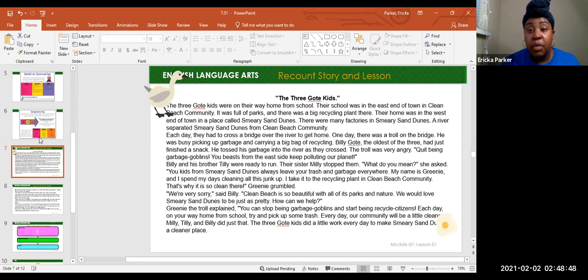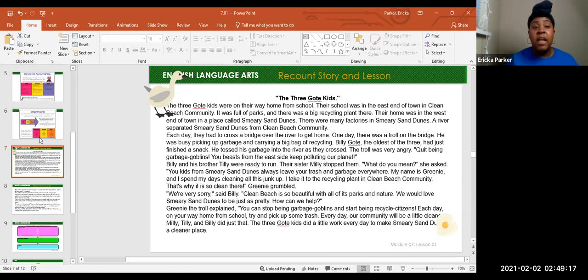One day there was a troll on the bridge. He was picking up garbage and carrying a big bag of recycling. Billy Goatee, the oldest of the three, had just finished a snack. He tossed his garbage into the river as they crossed. The troll was very angry.